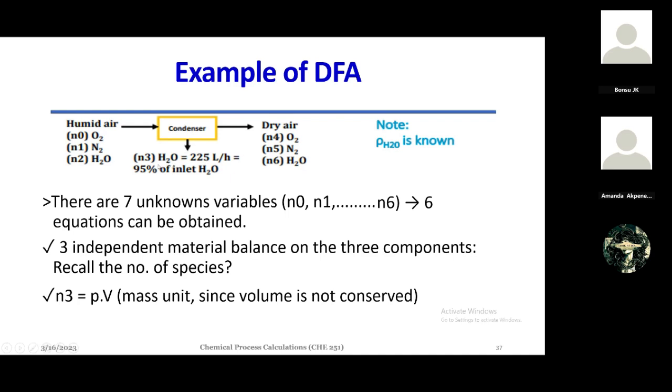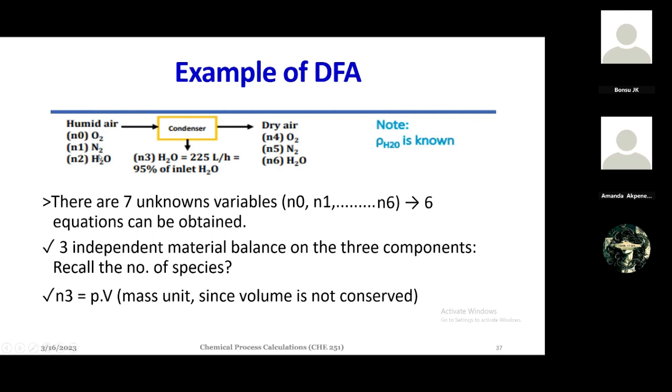Now trying to see that this water that is coming out is equal to 95% of our inlet water that is entering. So that becomes another equation. So we can write N3 is equal to 0.95 times N2, which is also another relevant equation, but it is also independent. When you add it to the 3 equations that we get from the component part, we get 4 equations.